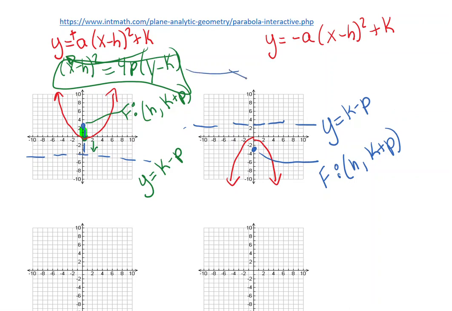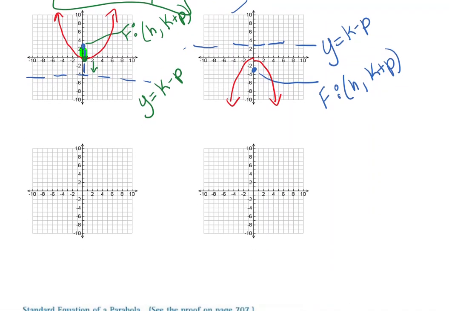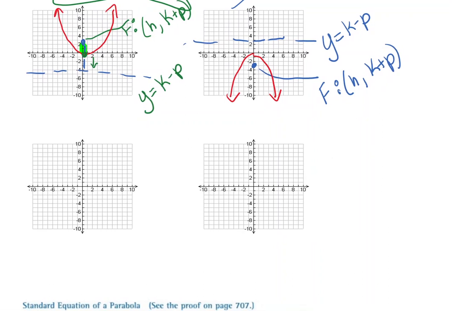Same kind of formula for horizontal. Now, what's a little bit different than what we've talked about before is this idea of it going side to side. So if we change it up and go x equals a times the quantity y minus k squared plus h, h and k are still the vertex. So it's still the vertex, h is still the x, k is still the y.